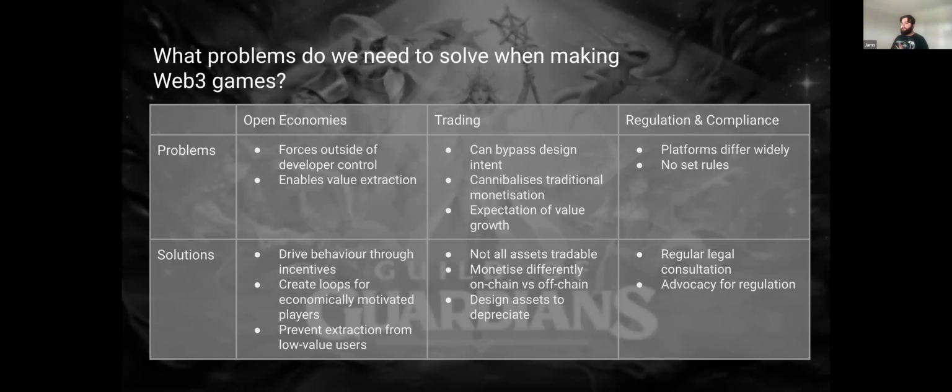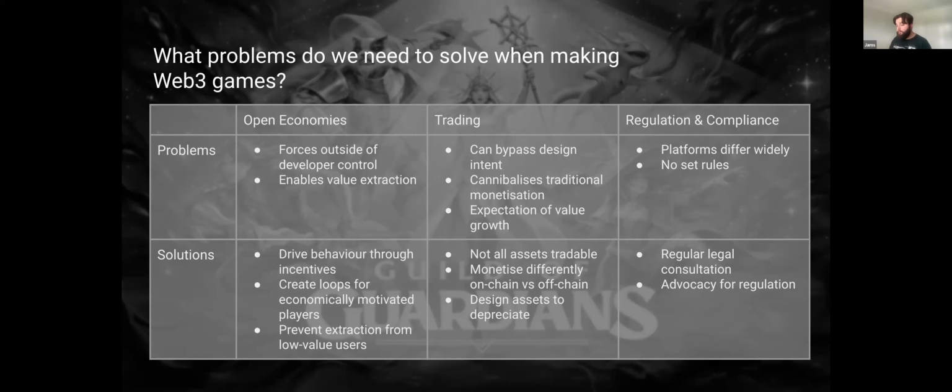So I split it down into 3 different sections: the problems with open game economies, problems with trading, and problems with regulation and compliance. I might just touch on regulation and compliance to start with, because it's the easiest one to get through. The problem is that we don't have an understanding of what is acceptable by governments across the world in the Web3 space. We have to work with a lot of different people to figure out what is the best practice, and we just don't have any set guidelines.